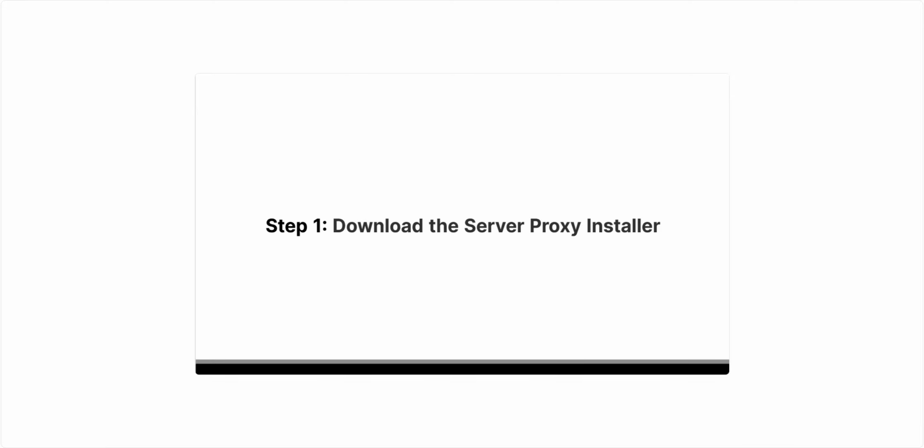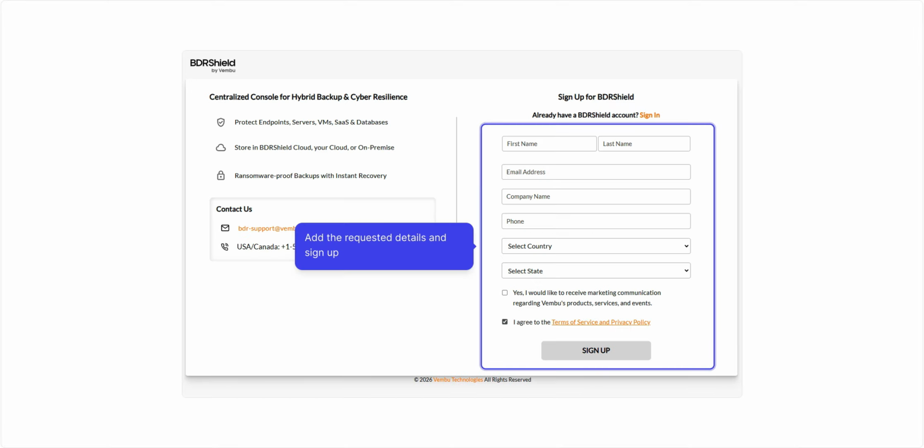Let's begin by downloading the Server Proxy installer. This quick step ensures the right proxy is deployed for your operating system, setting the foundation for a smooth and secure backup configuration. To download the Server Proxy, log in to your respective management console of BDRShield, either on-prem or cloud. For example, let's try downloading the Server Proxy from the BDRShield Cloud console.